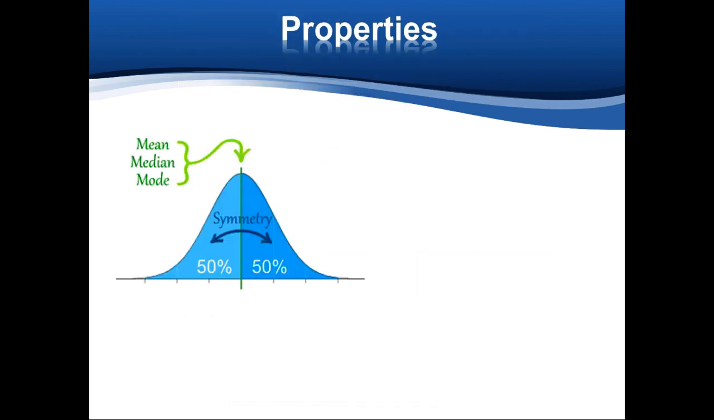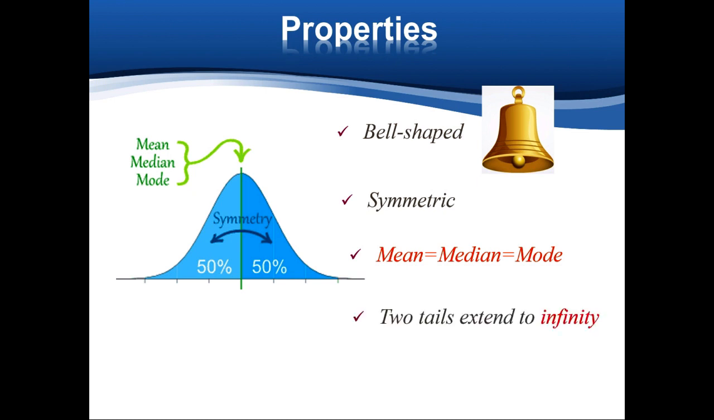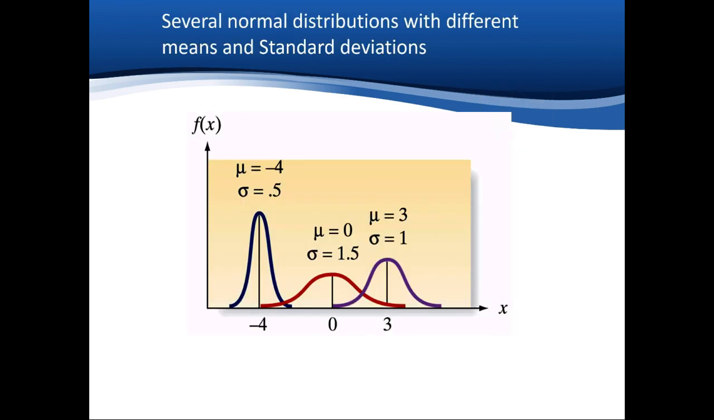Now, let's see some properties of the normal distribution. Firstly, it is bell-shaped and symmetric. That is, the middle is the mean, median, and mode, and they are equal. The two tails never end, extending to infinity. Here are several normal distributions with different means and standard deviations.